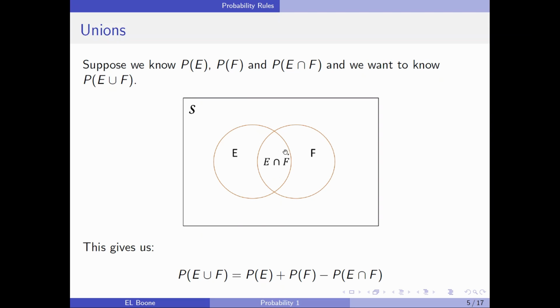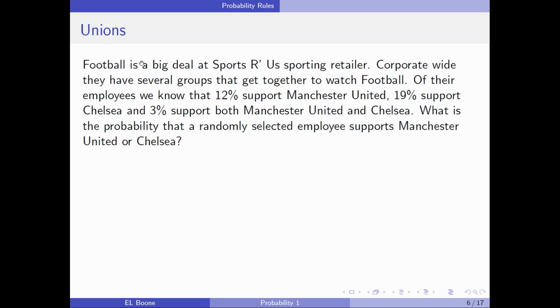So what we need to do is extract this information from the middle so that we haven't overcounted it. So the probability of E union F is the probability of E plus the probability of F, and then we're going to subtract out the intersection because we've overcounted it. Now, let's look at an example.